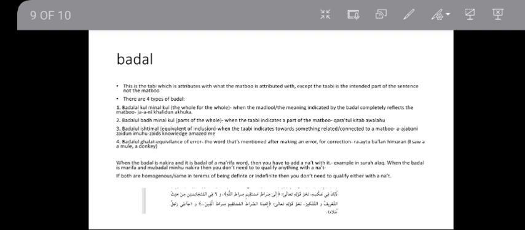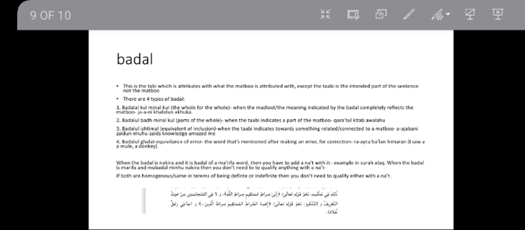So this means that we are using a word which refers to the entire matbu' in meaning. So when the meaning indicated by the badal completely reflects the matbu', everything that the tabi' means, it's also found within the matbu'. For example, ja'ani Khalidun akhuka. So Khalid came to me, your brother. So akhuka, your brother, and Khalid, they represent the same thing in their entirety.